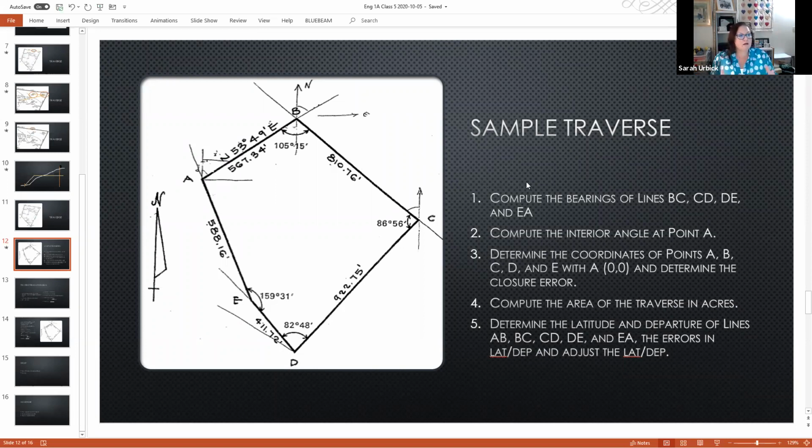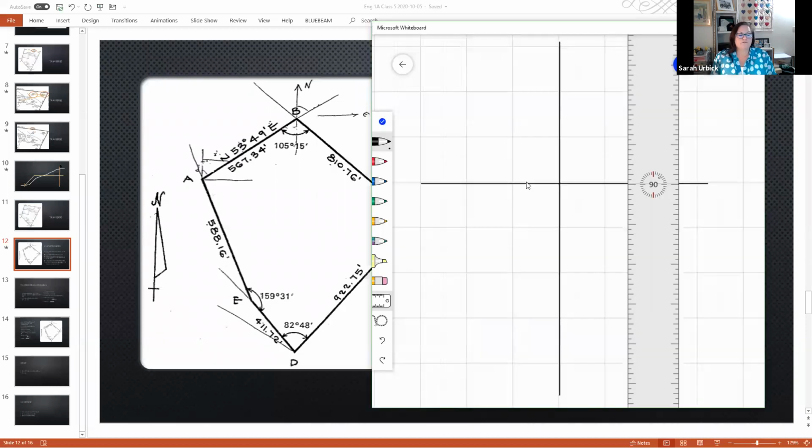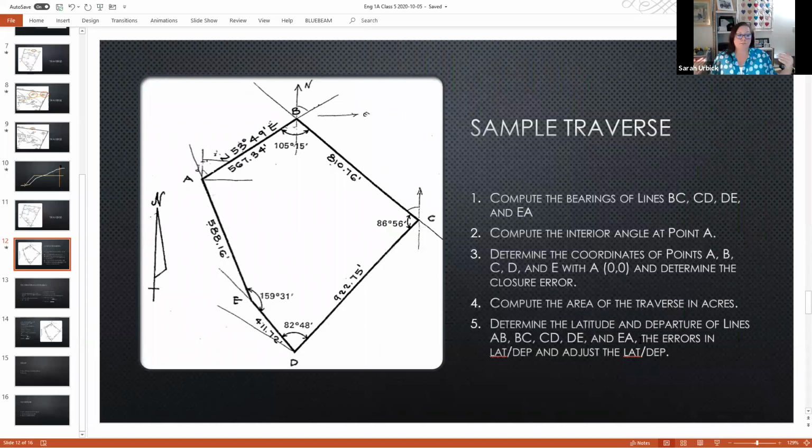What we want to figure out here is if we start at point A and call that our 0, 0, that's going to be our origin. So we're going to say that's going to go right there. That's going to be our point A. To go to point B, we want to figure out what our latitude and departure are. I should be able to remember this.